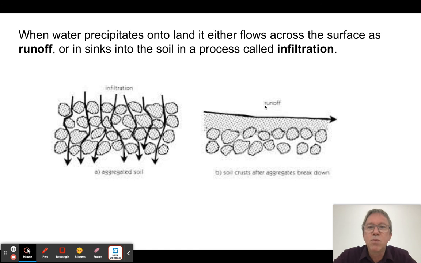And what that means is these water molecules, under the pull of gravity, will start sinking down between the pore spaces, the openings between mineral particles in the soil, and they'll work their way down into the ground. We call that infiltration. They are infiltrating the ground.